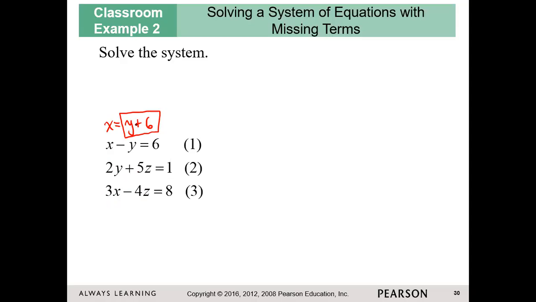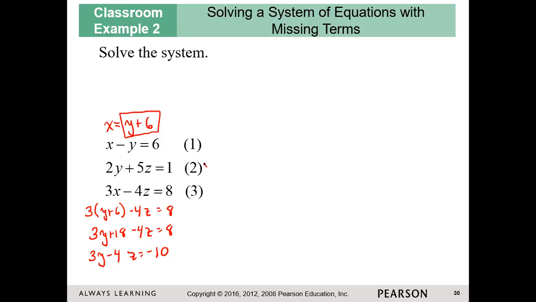Okay. So I'm going to substitute this expression, y plus 6, into x, and that will give me something that looks like this. So 3 times y plus 6, minus 4z is equal to 8. So this will be 3y plus 18 minus 4z is equal to 8. And then subtract 18 from both sides. So you'll get 3y minus 4z is equal to negative 10.